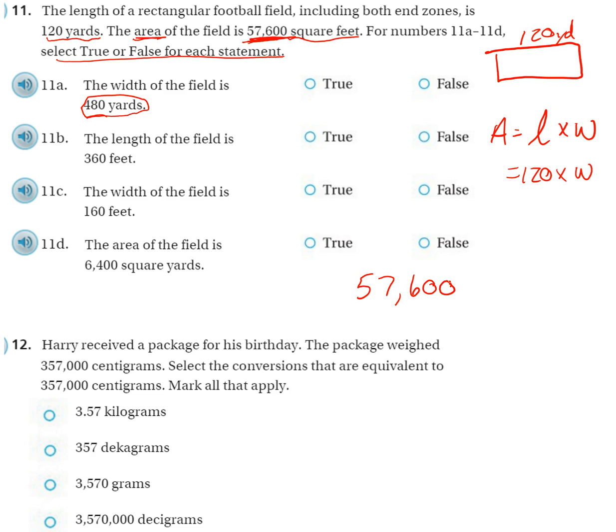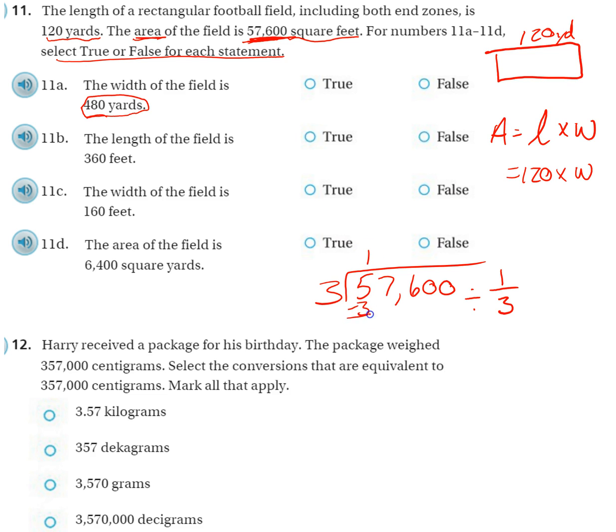57,600 feet. If we want to change that to yards, we're going to have to divide it by our conversion rate, and we want yards on top. So 1 yard is 3 feet. And so we have to divide 57,600 by 3 to change it to yards. Okay, so let's go ahead and do that really quickly just so we have everything in yards.